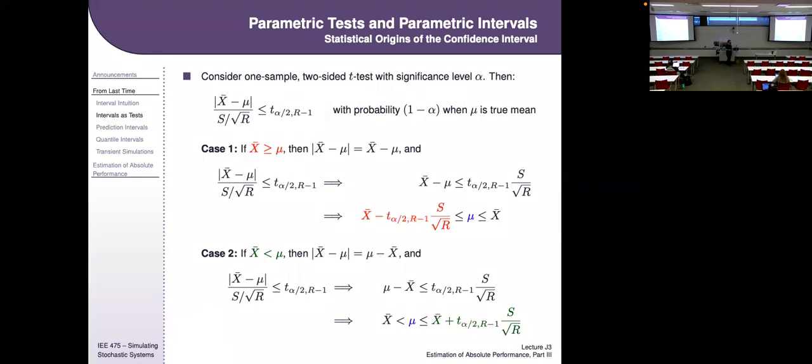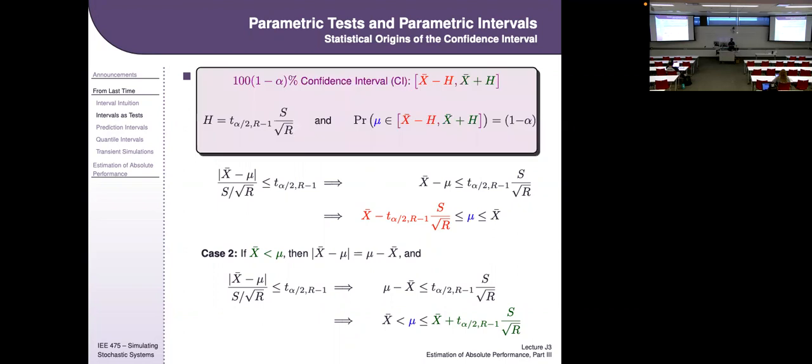And that's the reason why all of the assumptions we need for the t-test, we also need for using the 95% confidence interval. They need to be independently distributed and normal. Okay. Questions online? All right.